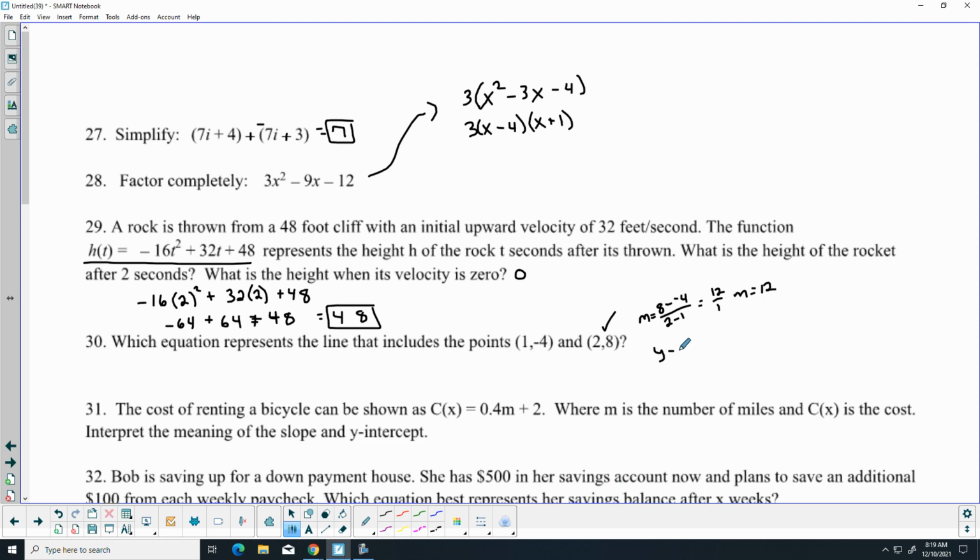So y minus 8 equals m, and then x minus my x coordinate, x minus 2. Simplify that. Get it distributed. Now I'm just going to add 8 to both sides. y is going to be 12x minus 16.